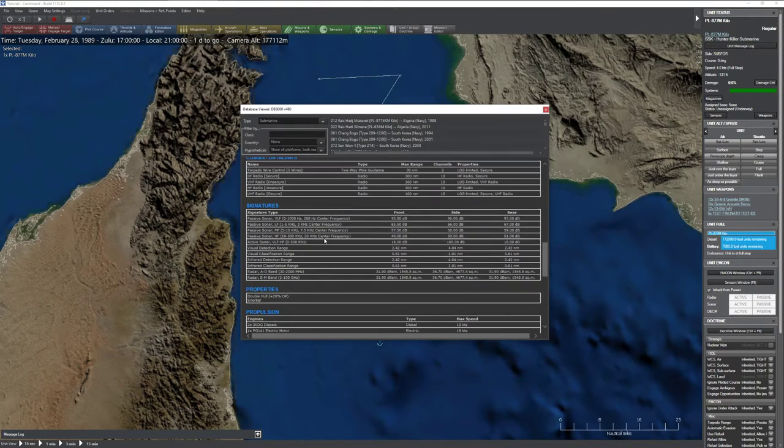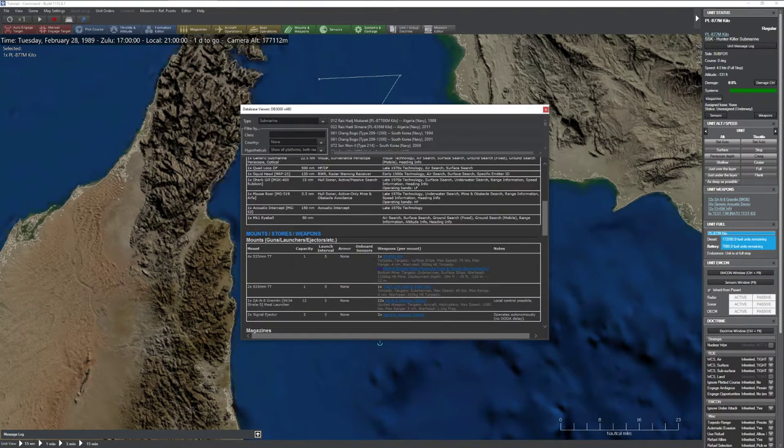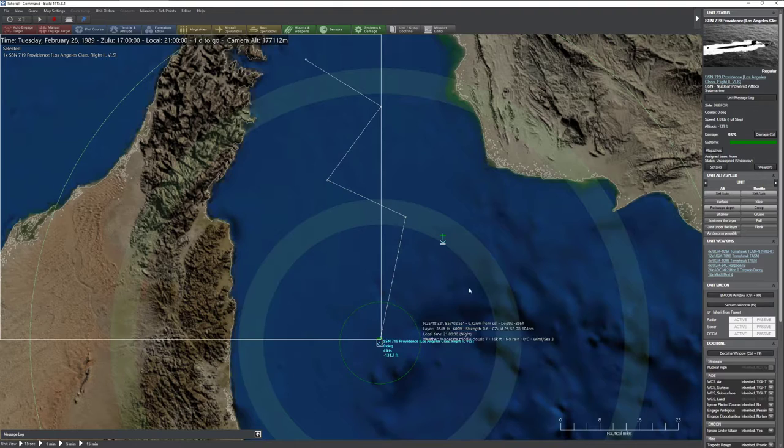Weapon-wise, we have no anti-ship missiles, but we do have these wake-homing torpedoes. Maximum range is 4 nautical miles. If you've learned anything so far, you'll realize that 3 to 4 nautical miles is kind of the magic get-caught range, so keep that in mind. One thing we do have going for ourselves, though, look at how fast this torpedo is. Keep that in mind.